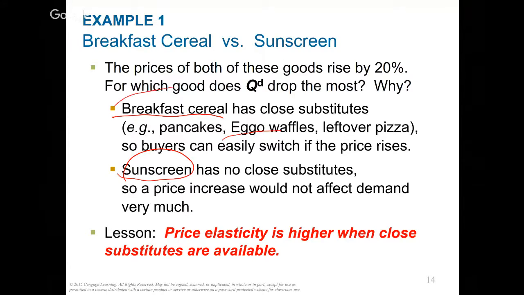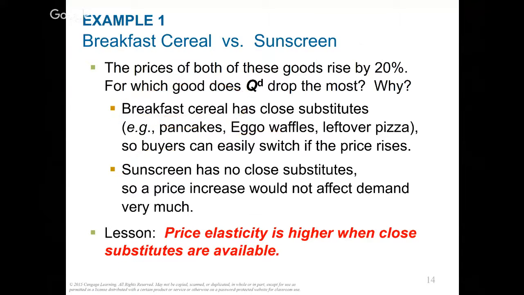But for breakfast cereal, there are so many other substitutes available, so breakfast cereal has a very high elasticity. We don't have to buy it. So remember, with high elasticity, we don't have to buy it. With low elasticity, we pretty much have to buy it. We have no choice. So the number one determinant is how many substitutes are available.